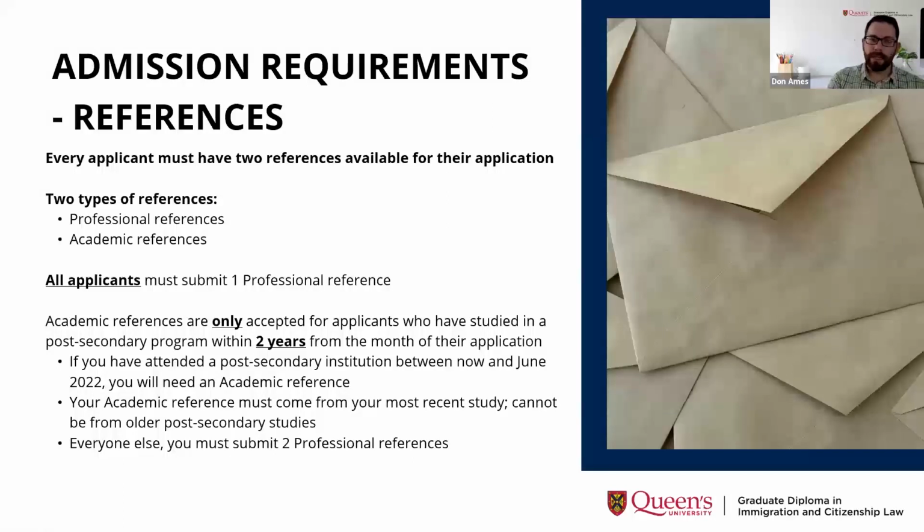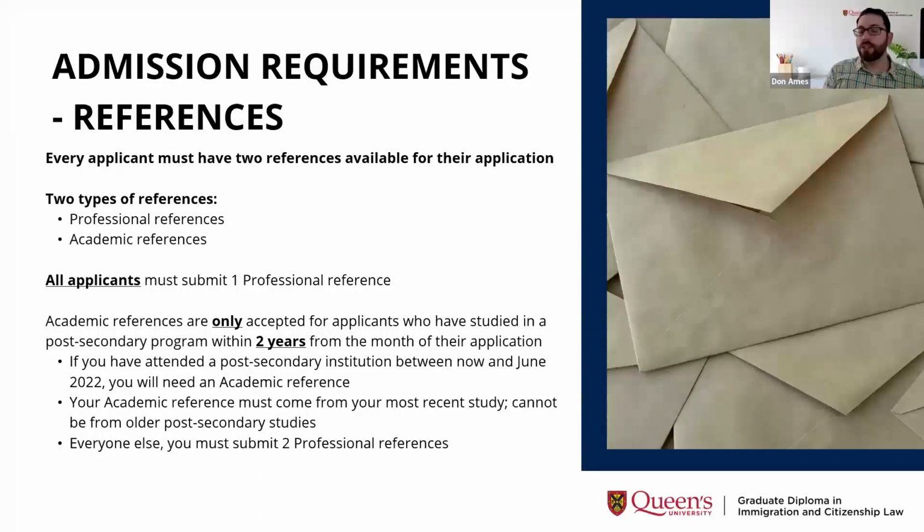All right, another thing that all applicants need to provide with their application is 2 references. There are 2 different types of references for our program: professional references and academic references. One thing to note here is that all applicants must submit 1 professional reference at minimum. Typically we see a lot of applications that submit 2 professional references. Sometimes some applicants will provide 1 professional and 1 academic, but the academic reference requirement is very, very specific. So make sure you know what's required of your application based on your studies.